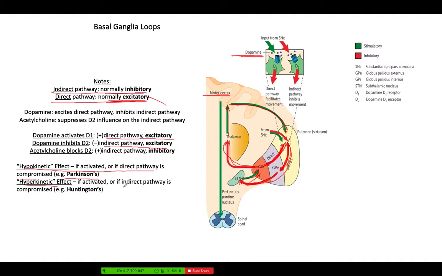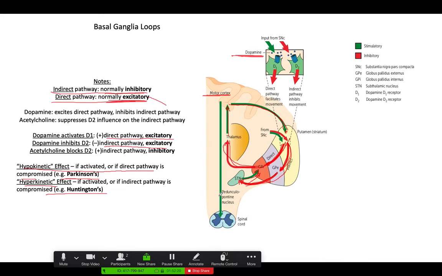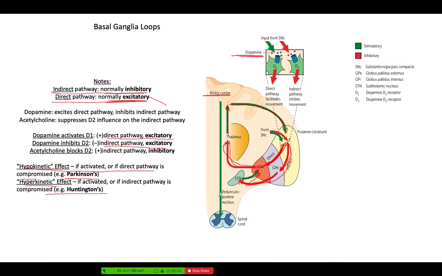Hyperkinetic effect, if activated, would be Huntington's disease, where we see too much activity. Okay? And so that's sort of a quick overview. When we meet on Monday, we're actually going to draw this from scratch. And I think it's a lot easier to understand when we draw it from scratch what's happening with this inhibition and excitation. Okay?